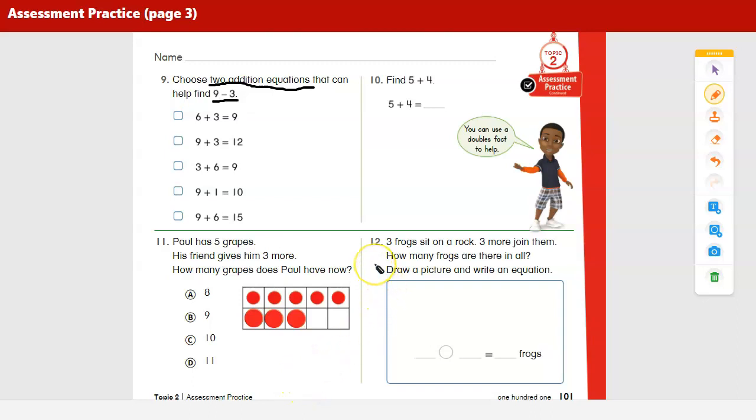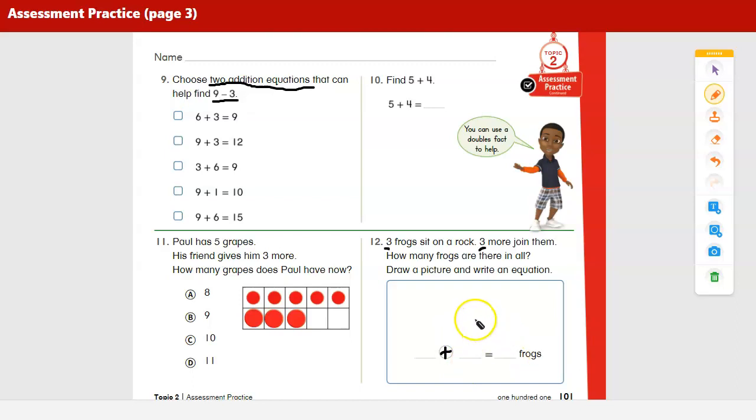Number 12 says 3 frogs sit on a rock. 3 more join them. How many frogs are there in all? Draw a picture and write an equation. So if we have 3 frogs on a rock and 3 more join them, how many frogs do we have total? So it wants us to write the addition problem for how many frogs were on a rock, how many joined them, and how many are total.